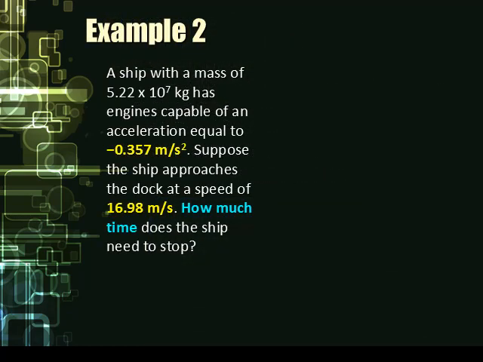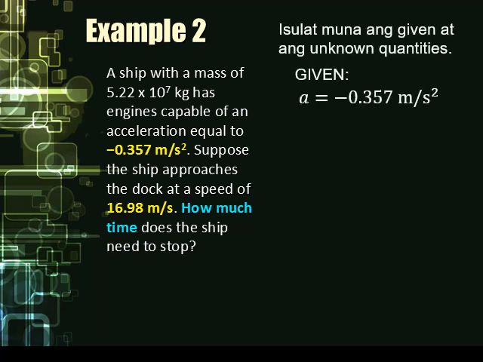Okay. So, isulat muna natin lahat ng given. So, given natin, yung acceleration natin is 0.357 meters per second squared. So, again, if you notice, mapapansin nyo naka-negative siya. So, ibig sabihin, pabagal na pabagal yung ship hanggang sa huminto na siya. And then, meron tayo ditong mass. Okay, if you notice, hindi natin siya sinama dito sa given kasi hindi naman natin siya kailangan dun sa problem. So, ang susulat lang natin dun sa given is yung mga given quantities na kailangan natin for the problem.